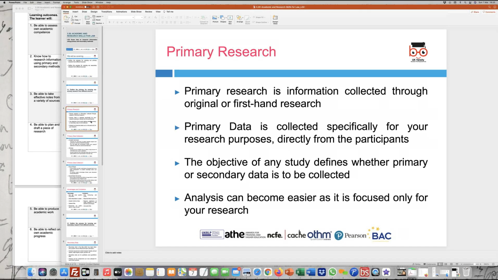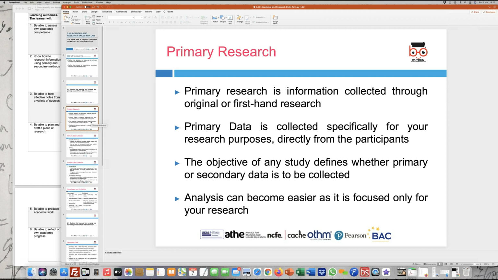Now, when we look at various sources, primary research essentially means that when you observe or collect information firsthand, that means you are the one who is observing and collecting that information firsthand. Sometimes when we talk about collecting data through surveys or questionnaires, because you're doing it yourself, firsthand, that would be termed primary research. So data which is collected for research purposes directly from participants would also be a part of primary research.